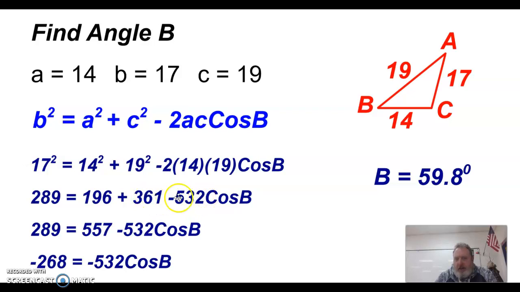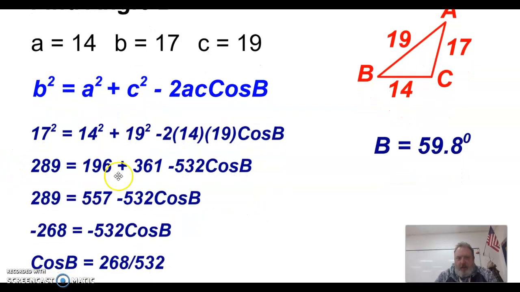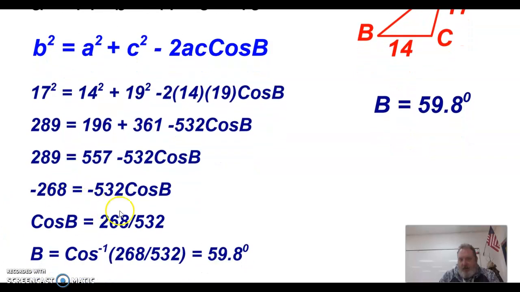Do not subtract this right here because this is a product. So I can add these two, but I can't subtract the 532 from these two because that's part of a product. So I add these two numbers together, I got 557. That I can move over. I get to here. Now I can divide. So my cosine is 268 over 532. Take the inverse cosine, and my angle is 59.8 degrees.